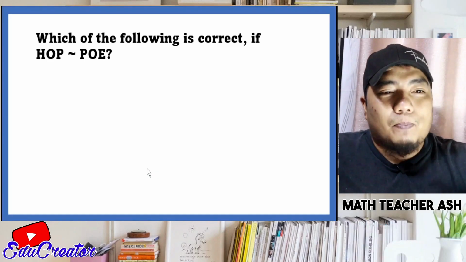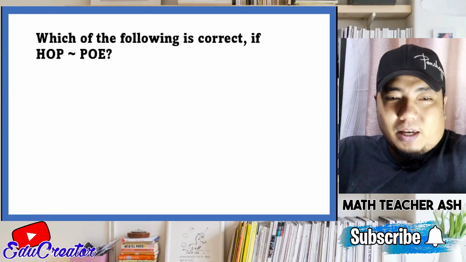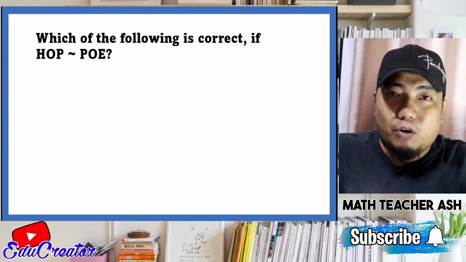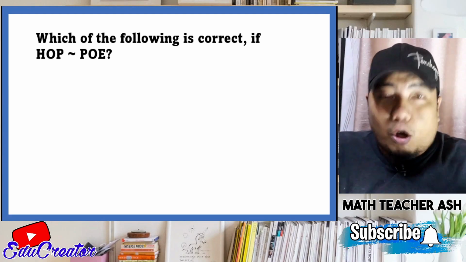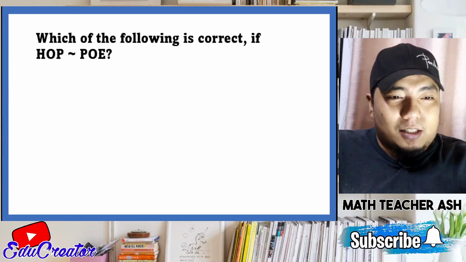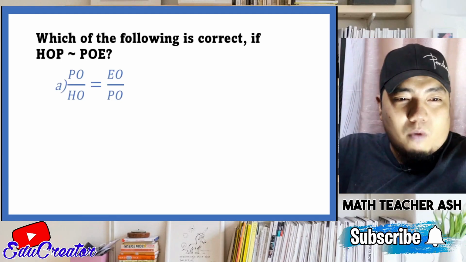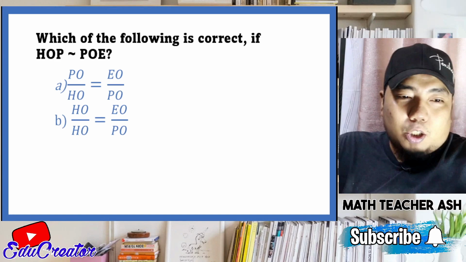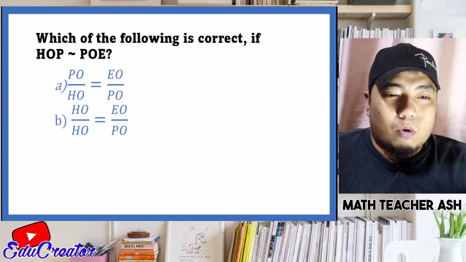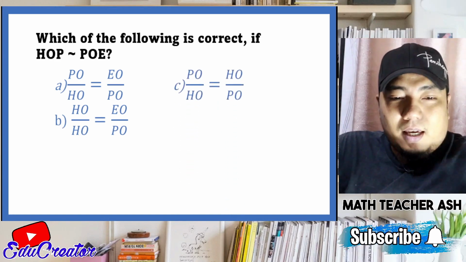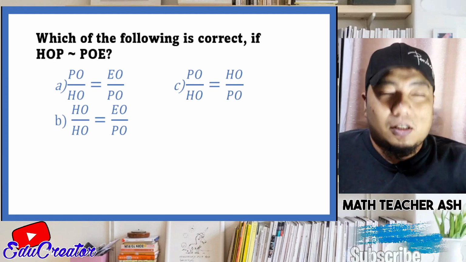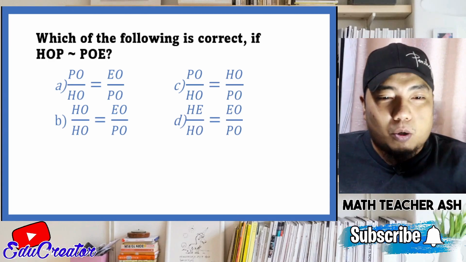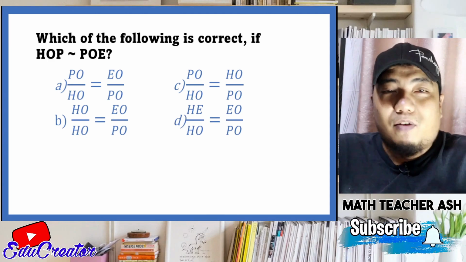Question number 1. Which of the following is correct if HOP is similar to POE? So, of course, it is expected that it is talking about triangles. Is it A, PO over HO is equal to EO over PO? B, HO over HO is equal to EO over PO. C, PO over HO is equal to HO over PO. Or letter D, HE over HO is equal to EO over PO.